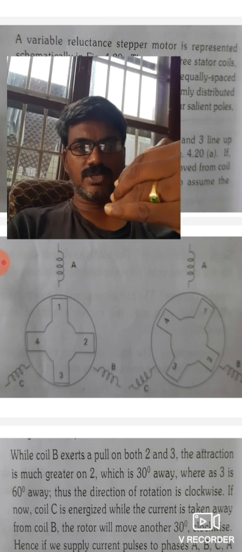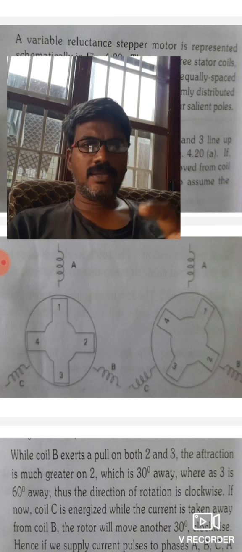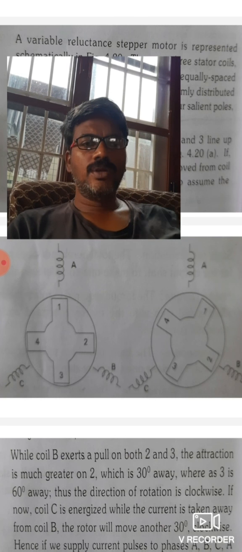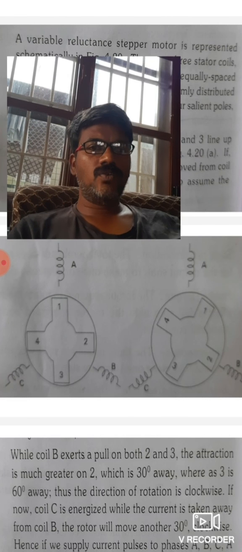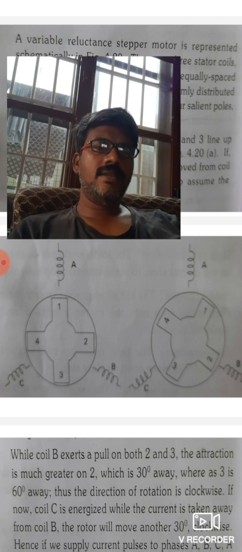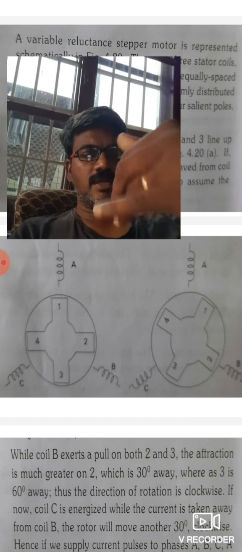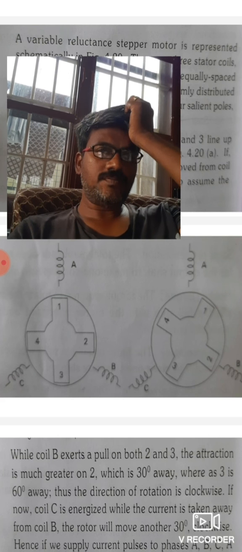After giving excitation to C, you have to remove the coil B. Then what happens? When it's removed, automatically there is no attraction between B and 2, right? So we observe in the second diagram, when 2 and 4 are aligned with B, after giving C excitation, B will be very near to C when compared to 4, right?